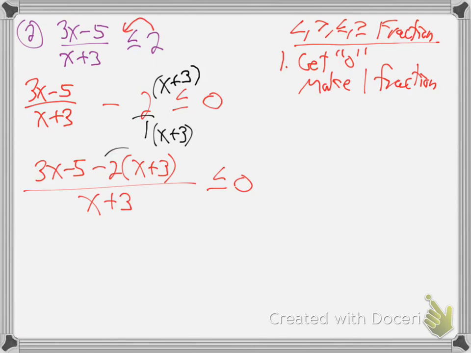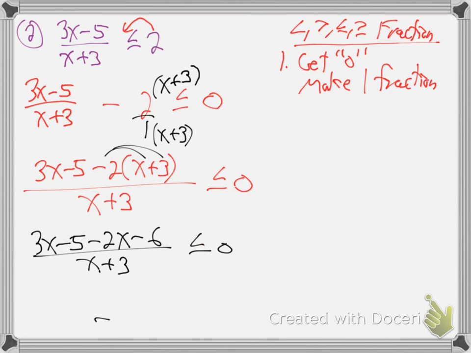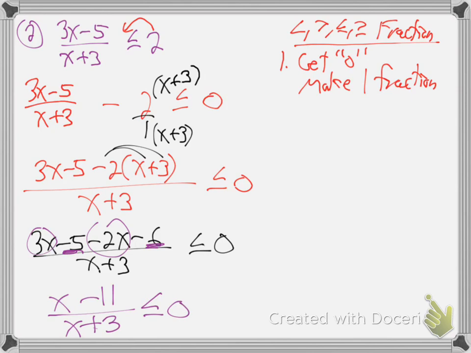Now distribute that minus 2. So we get 3x minus 5 minus 2x minus 6 over x plus 3. Combine like terms. 3x minus 2x is x. Minus 5 minus 6 is minus 11 over x plus 3 less than or equal to 0. That's all step 1. Get a 0 and make it one fraction. We did. Now on to step 2.